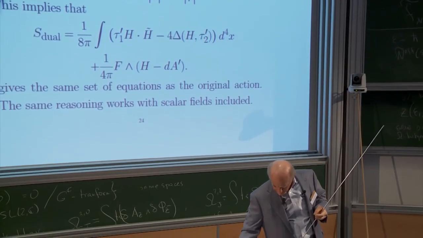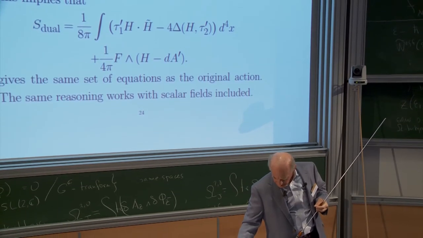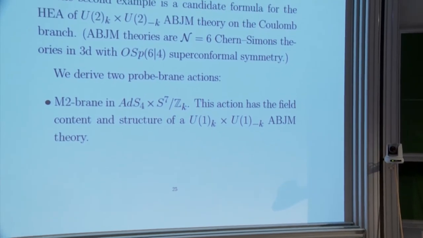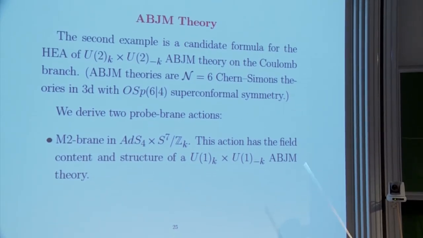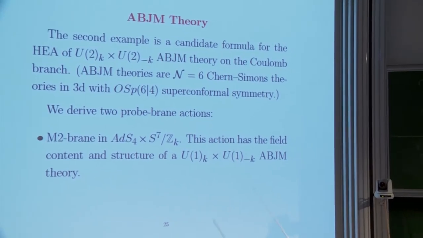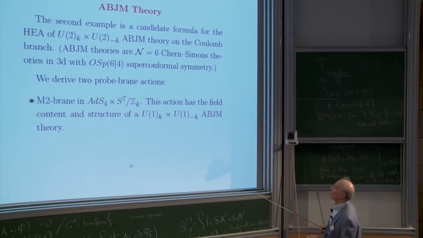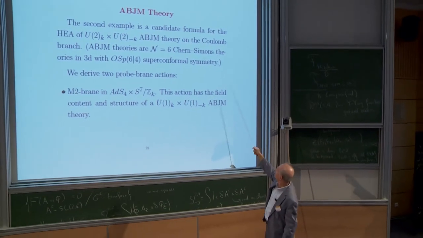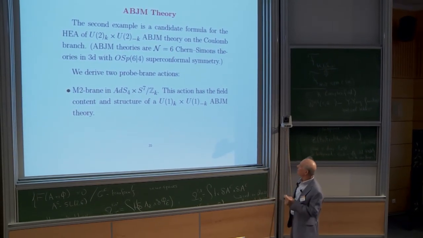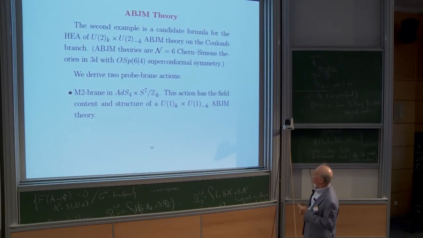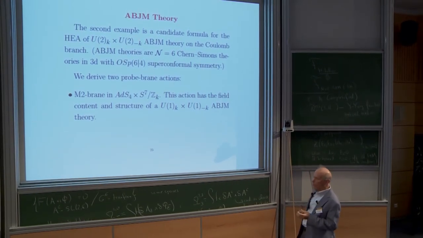And I've worked it out with the scalar fields included. So now let me turn to ABJM theory. The second example is a candidate for U(2) level k times U(2) level minus k ABJM theory on the Coulomb branch. ABJM theories, as I've said, are N=6 Chern-Simons theories in 3D with this orthosymplectic superconformal symmetry. And I'm going to come at this problem from two directions.